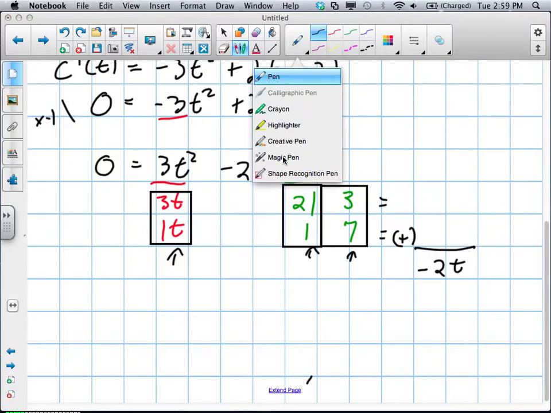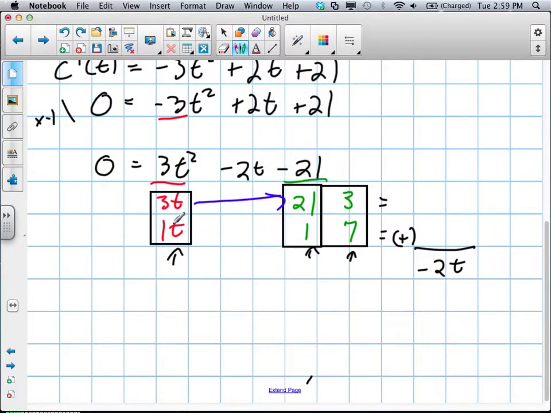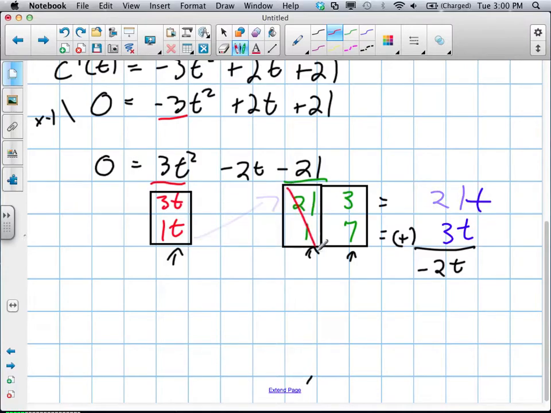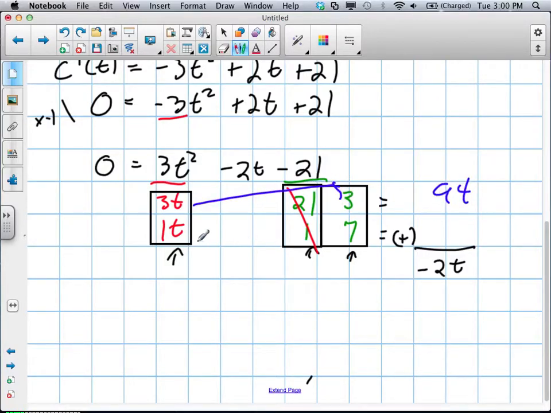So, trial and error. 3t times 21 and 1 times 1 gives me 63 and 1. No combination of that gives me negative 2, so that won't work. 3 times 1 and 1 times 21 gives me 3t and 21t. No combination of that is going to work either. So I know the column 21 and 1 doesn't work, so I'm going to try the other column. 3t times 3 gives me 9t, and 1 times 7 gives me 7t. I can get a combination of this to work.